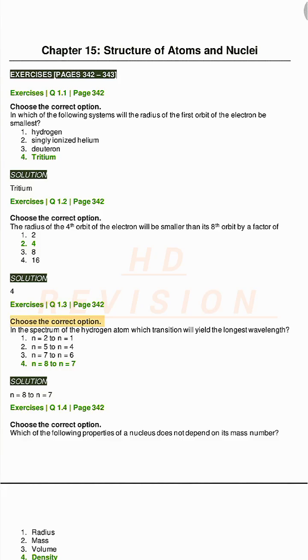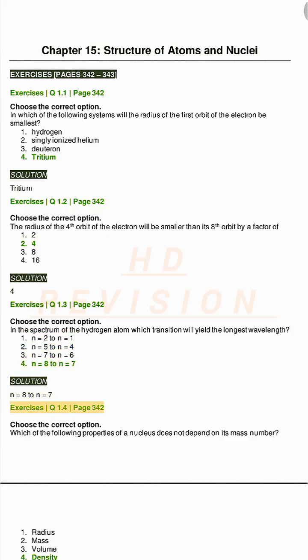Exercises Q1.3, page 342. Choose the correct option. In the spectrum of the hydrogen atom, which transition will yield the longest wavelength? 1. n equals 2 to n equals 1 2. n equals 5 to n equals 4 3. n equals 7 to n equals 6 4. n equals 8 to n equals 7. Solution. n equals 8 to n equals 7.